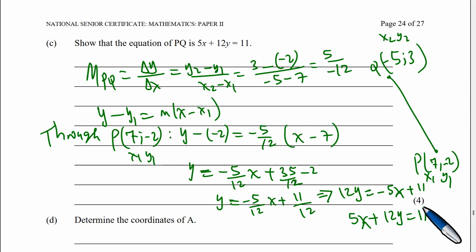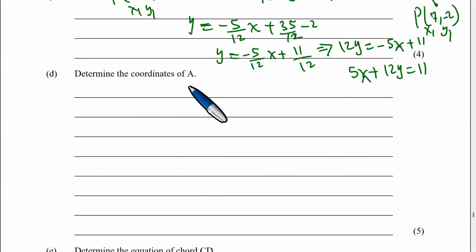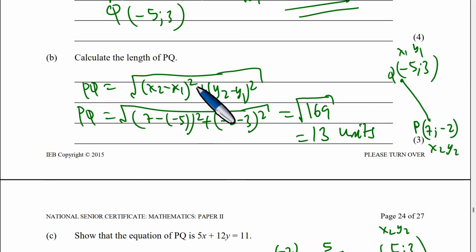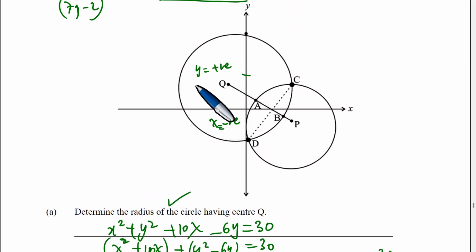Next question. Determine the coordinates of A. 5 marks. Determine the coordinates of A. Right, so how do we find the coordinates of A? There are two ways, obviously, to find the coordinates of A. It is a point of intersection of the line PQ and the smaller circle.